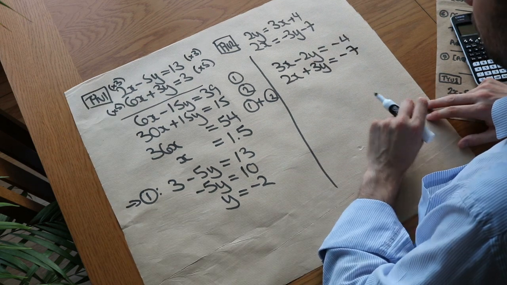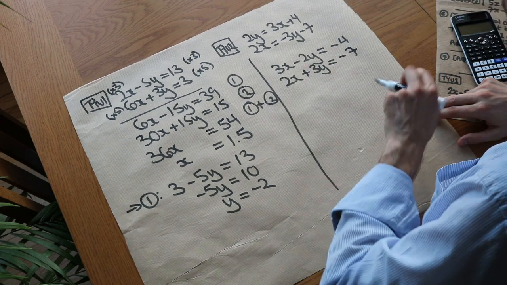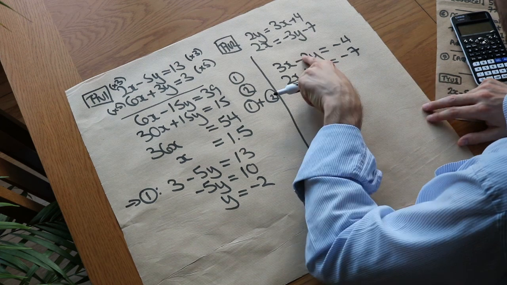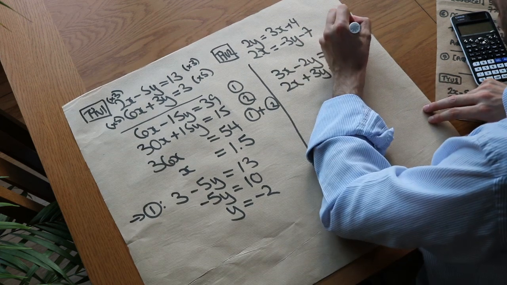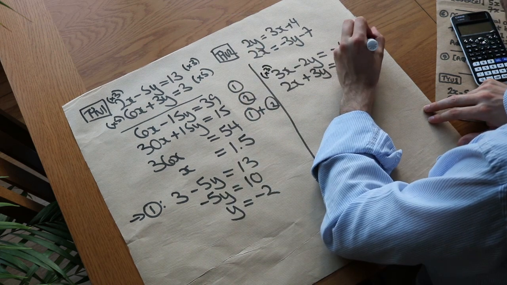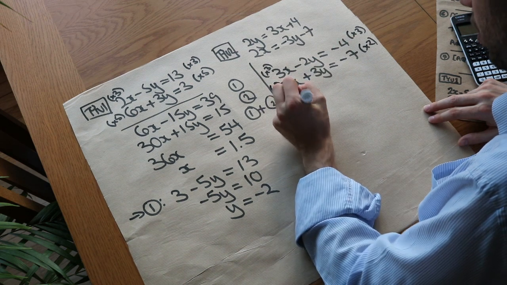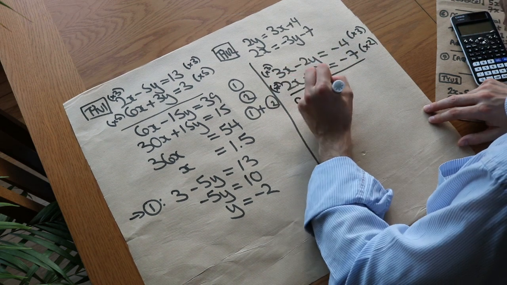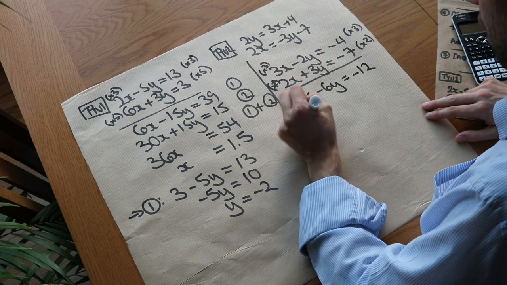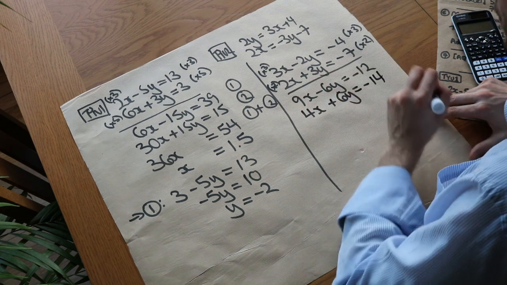So now we have to scale both equations. These don't match, these don't match. So let's make the y's the same. We can make these both 6, couldn't we? 2 and 3, the lowest common multiple is 6. So I need to times the 2 by 3, and I need to times the 3 by 2. So let's scale that. If we times both sides by 3, we get 9x minus 6y is equal to minus 12. If we times both sides by 2, I get 4x plus 6y is equal to minus 14.